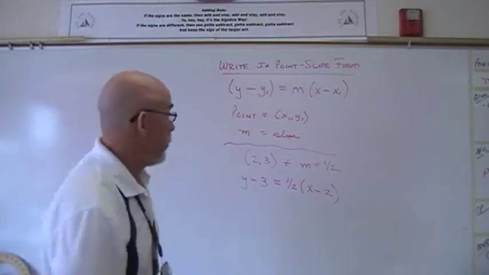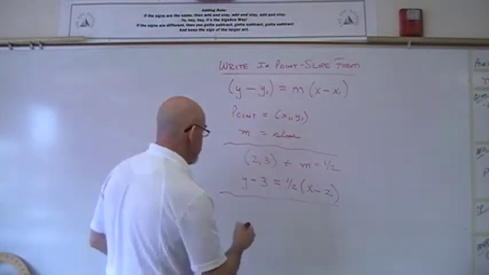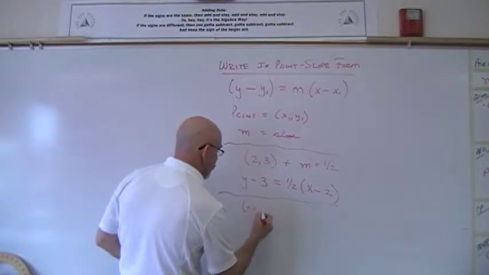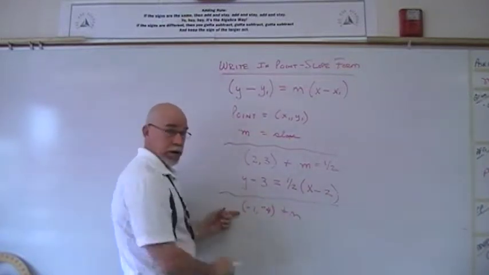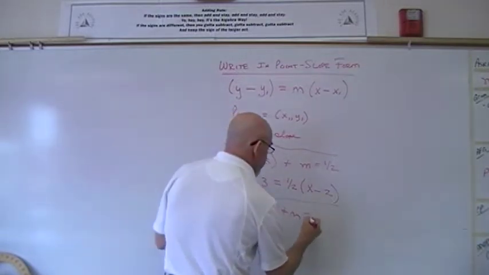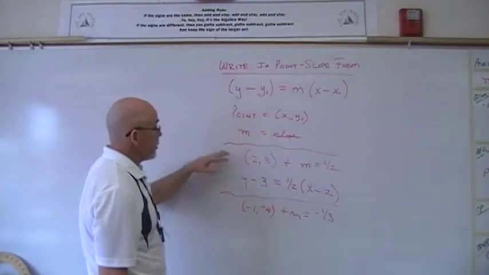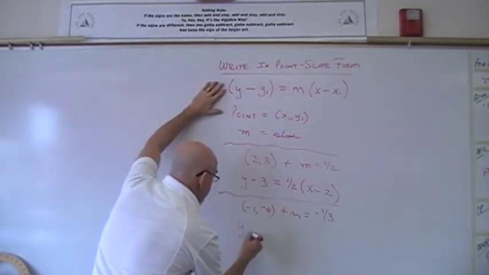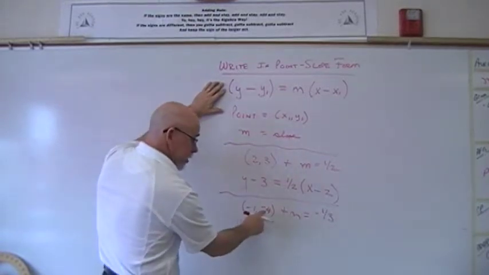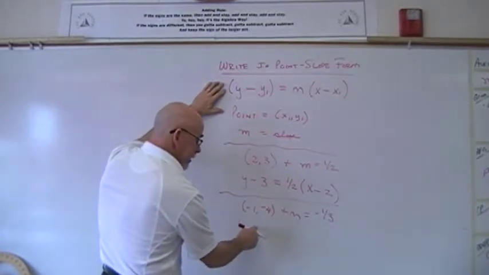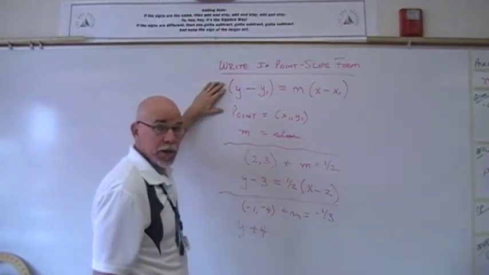I'll give you another example, because the point might have a negative value in it: -1 and -4. The point that it goes through has negative values, and let's say the slope is -1/3. Again, I'm going to use it as an example. We're going to go y minus the y-coordinate of the point that it goes through. Well, the y-coordinate is -4. Minus the -4 is positive. A positive 4.